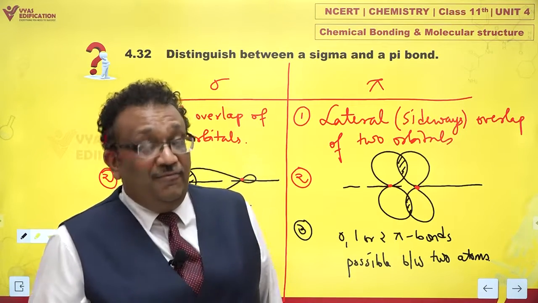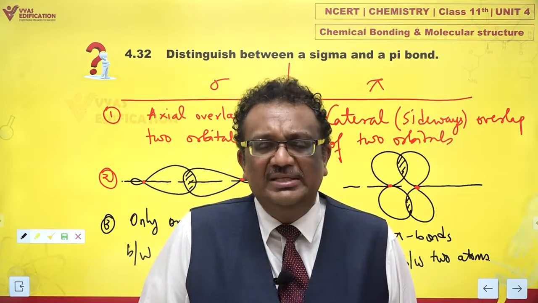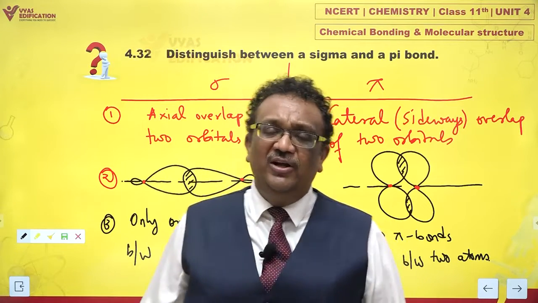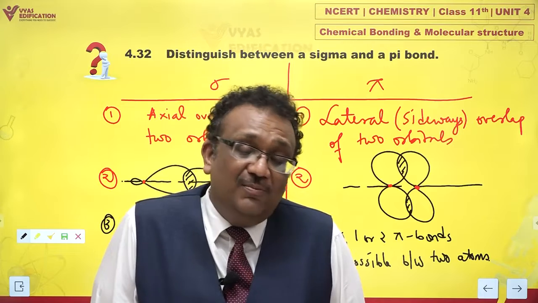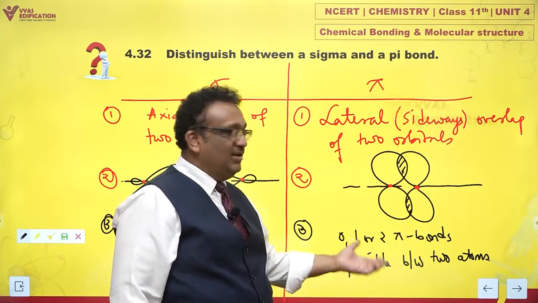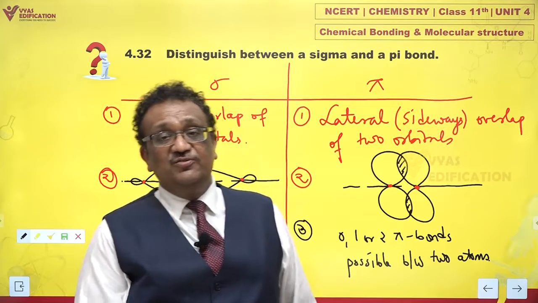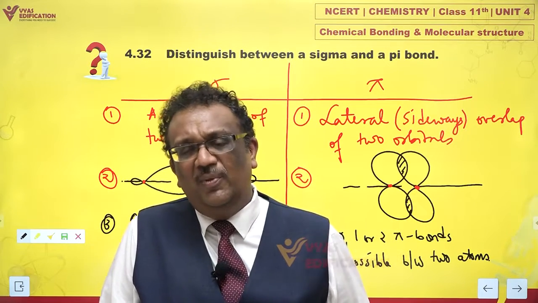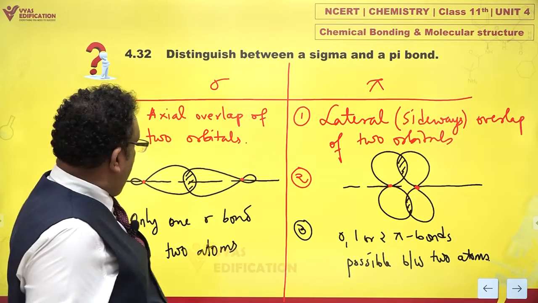Okay. Fourth point, sometimes people say the first bond which was formed between two atoms must be a sigma bond. Then, in distinction, you can say the first bond which is formed between two atoms cannot be a pi bond. It's a minor point, but if you wish, you can write this.